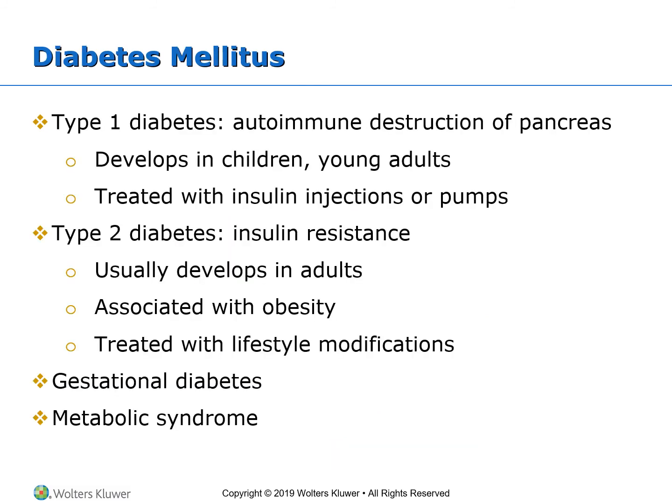Conditions that affect the pancreas, the most common one is the diabetes mellitus. And in the diabetes condition, there are two situations. It's either that the pancreas is not producing enough insulin, or the insulin is not efficient at the level of the cells. And this will split the condition into two types.